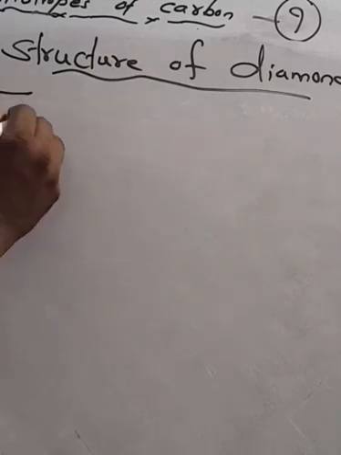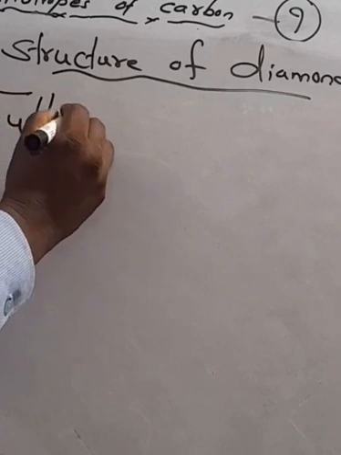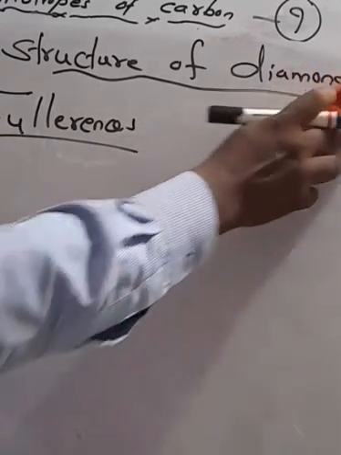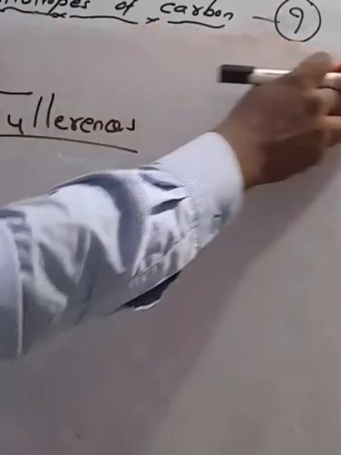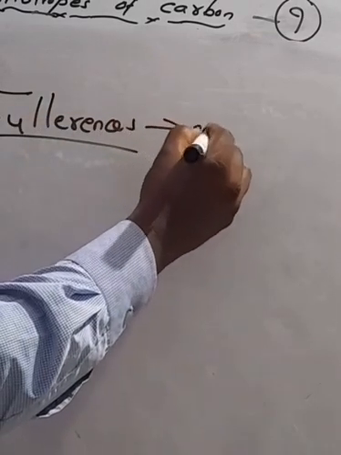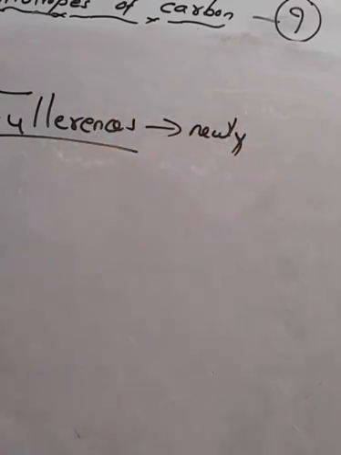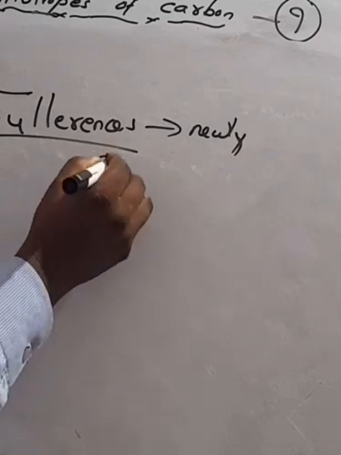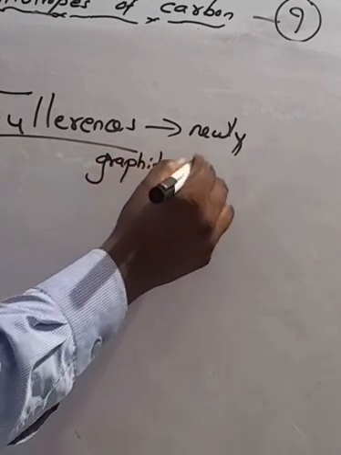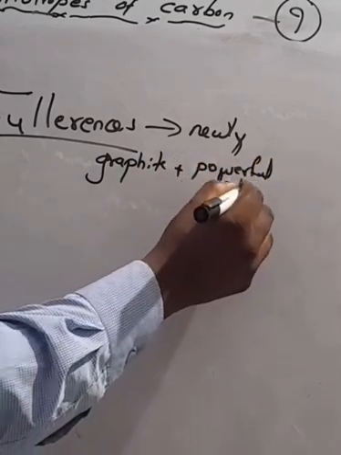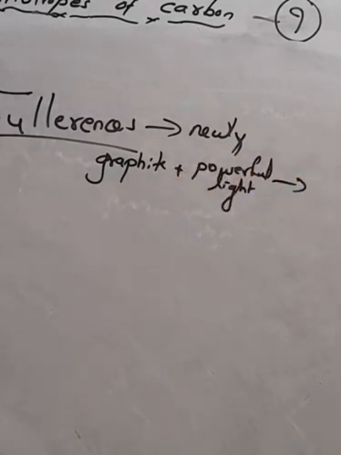Now the other 3 remaining forms are fullerenes, carbon nanotubes, and also graphene. These 3 are recently discovered allotropic forms. What about the first one, fullerenes? It is a newly synthesized allotrope of carbon. It is prepared by the evaporation of graphite using powerful laser light. This is the discovery; there is no need to remember it, just for understanding.